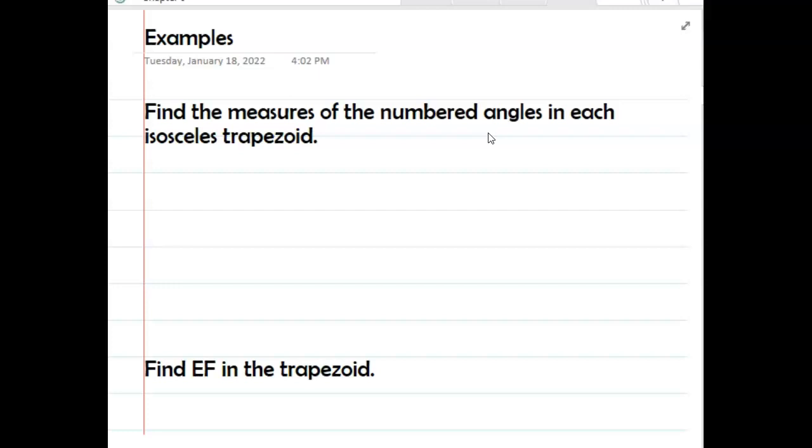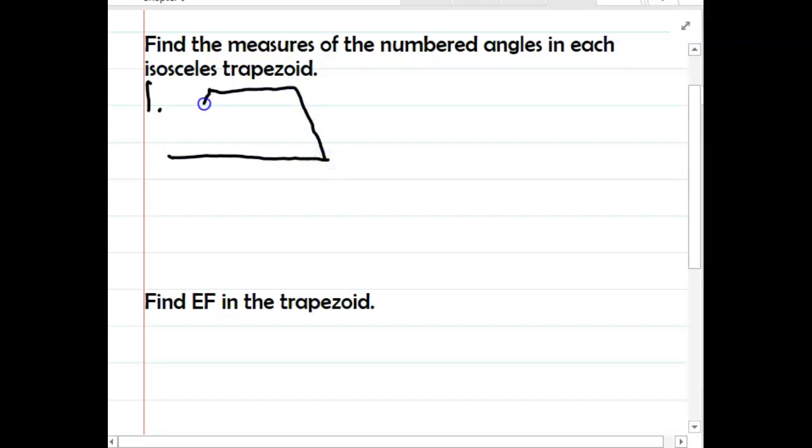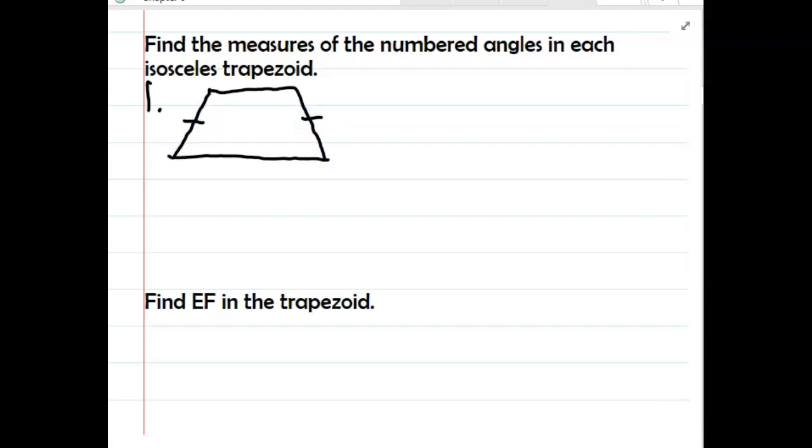So first thing, we want to find the measures of the numbered angles in each isosceles trapezoid. Remember, an isosceles trapezoid has your parallel lines, which are the bases, and the legs are going to be congruent. So for number 1, go ahead and draw an isosceles trapezoid. You have to have your parallel sides and congruent legs. Now, in your book, or really anywhere, if it doesn't tell you that the top and the bottom are parallel, but they tell me it's a trapezoid, we can go ahead and assume that.